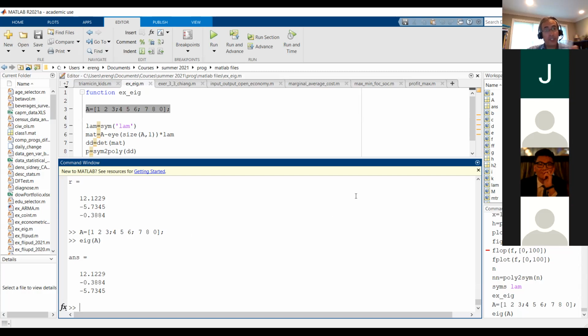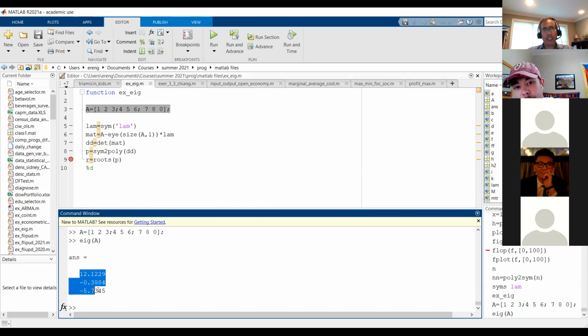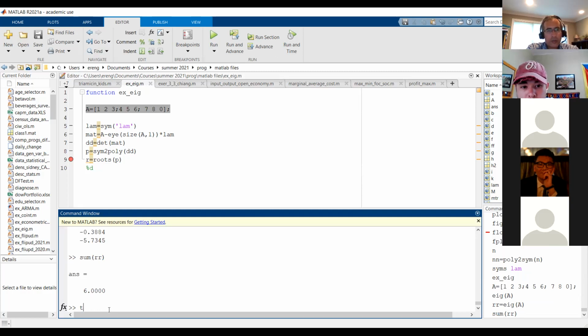I do have one. I know you've said it before, but it wasn't very clear to me. Exactly what is the application of eigenvalues within econometrics or forecasting? Oh, for everything. Remember, if you do that, sum of these guys. Let me call this RR. Sum of RR. Trace of A.